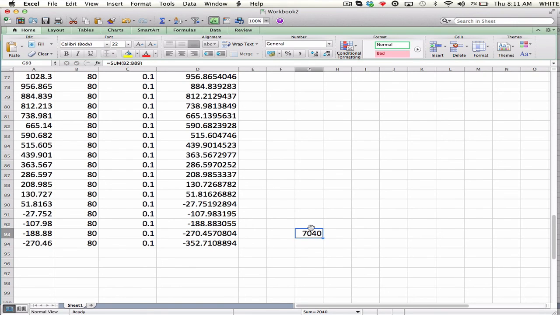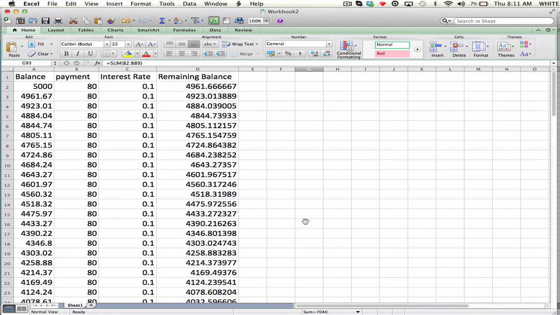$7,000, approximately $7,000 at $80 a month at 10% interest. So this is how you build and read a mortgage, debt, credit card calculator.